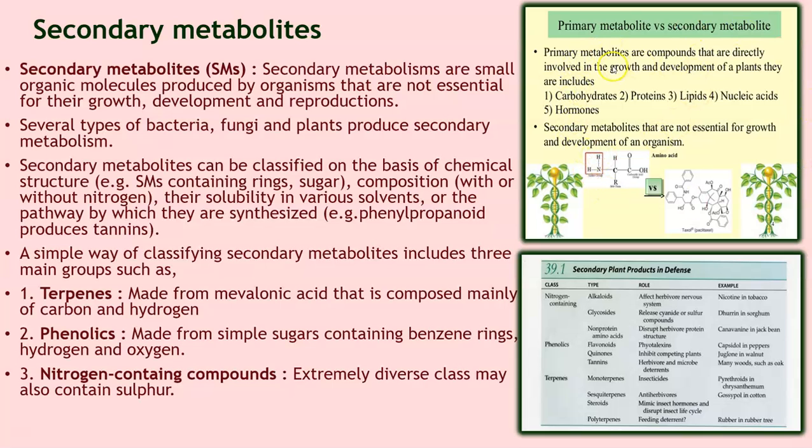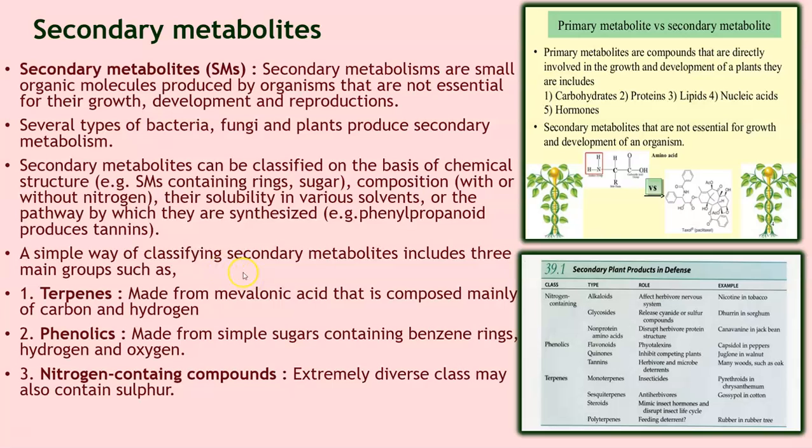Have a look at this image here. You can see the primary metabolites include carbohydrates, proteins, lipids, nucleic acids and hormones, and the secondary metabolites are the ones that we are going to discuss ahead, which are not essential for growth and development. Secondary metabolites can be classified on the basis of their chemical structures, that is, they contain rings, sugars, composition with or without nitrogen, their solubility in various solvents, or the pathways by which they are synthesized.